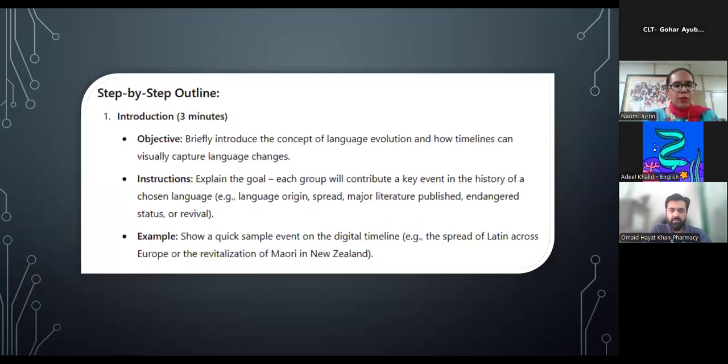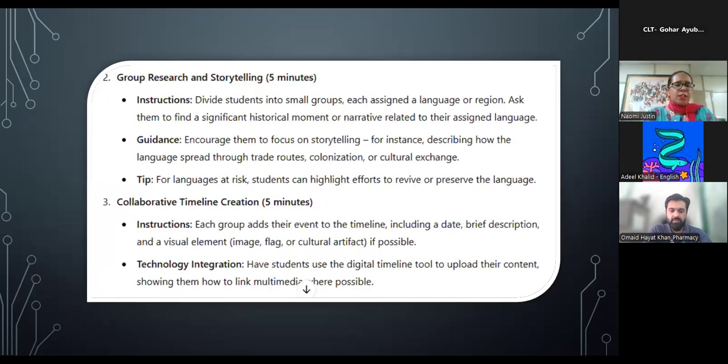So one suggestion was that I could ask them to talk about language evolution. Another such suggestion was that it could be a group research in which they can storytell. They can focus probably on the language spread through trade routes, colonization, cultural exchange. Another thing could be that they can add a brief description and a visual element.